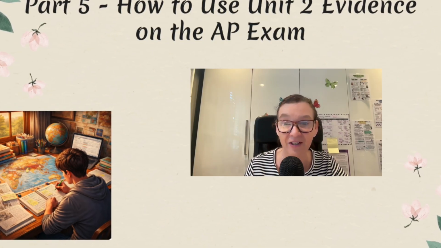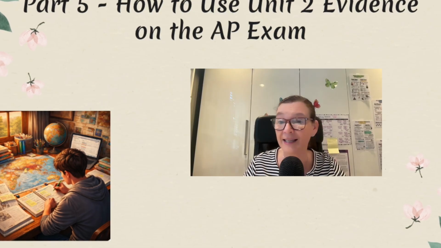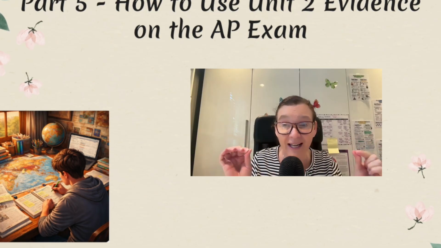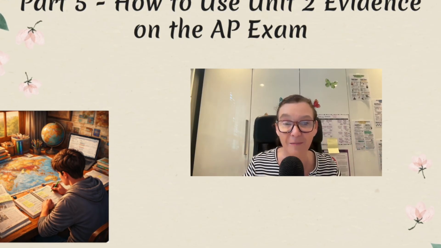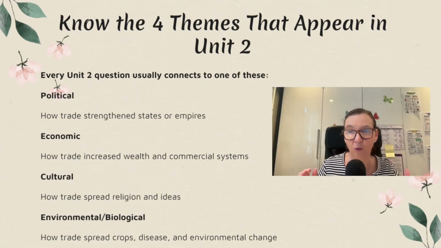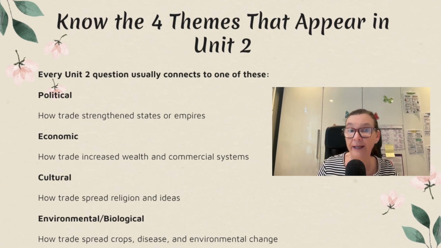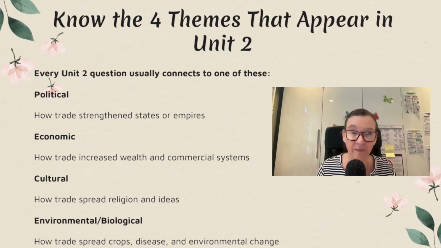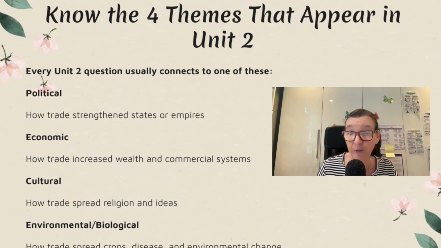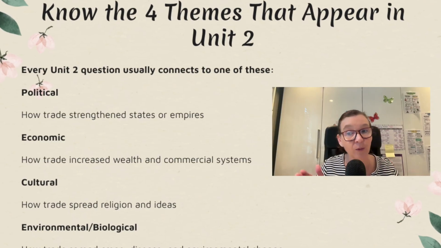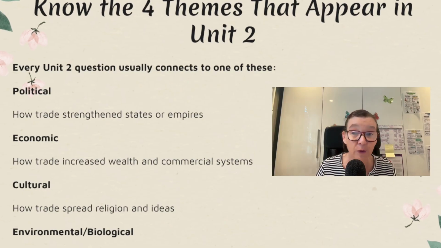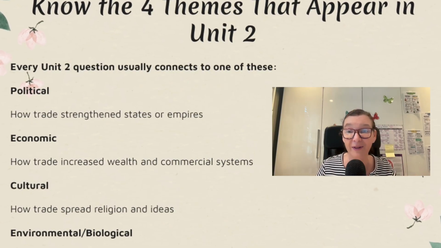They connect evidence to themes, not random facts, not memorized lists, not 4 gazillion different little tiny minute dates and people and everything else. Thematic historical arguments. Every Unit 2 question usually connects to one of these 4 things: political, how trade strengthened states or empires; economic, how trade increased wealth and commercial systems; cultural, how trade spread religion and ideas; environmental biological, how trade spread crops, disease, and environmental change. If you can identify the theme first, the writing becomes much easier.